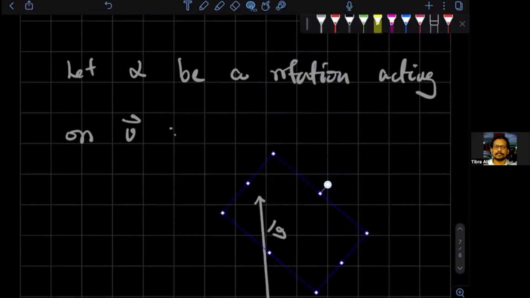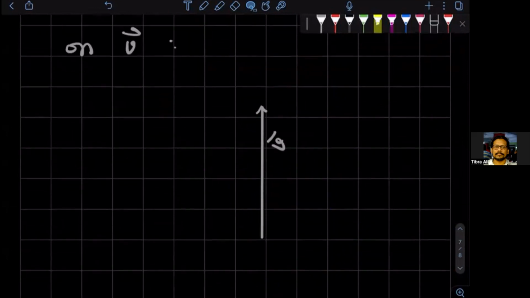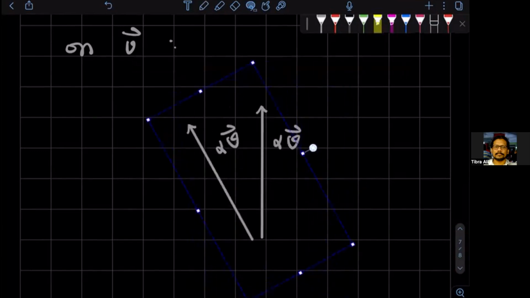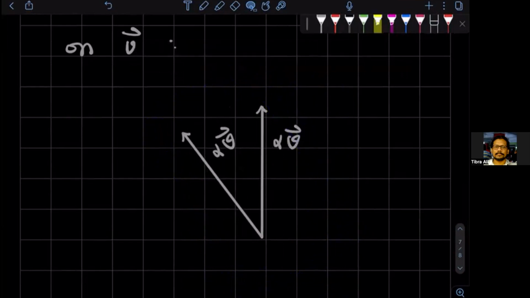So suppose that alpha takes it to this, okay? So this is going to be a new vector, which I'm going to call alpha V. Now, the question is, what is a transformation that will rotate alpha V by an angle theta? Okay, so that is basically what the conjugacy class answers. So essentially, what is the transformation such that this angle is theta?